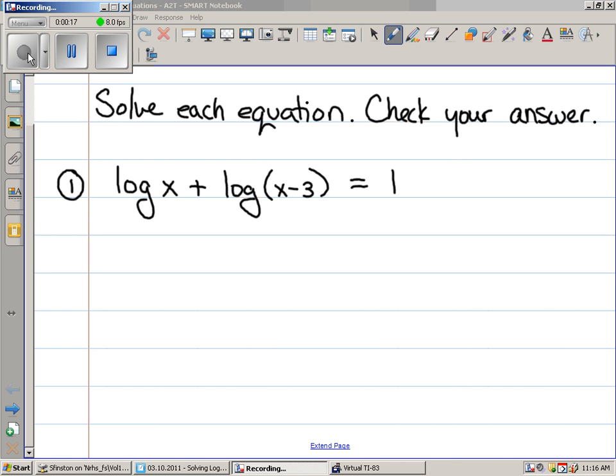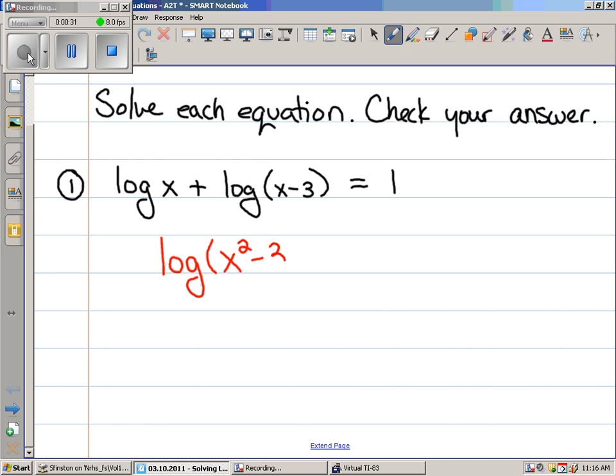If there is addition between 2 logarithms, what kind of operation is taking place with the results? So, and don't mind me if I skip some steps, this is going to be the log of x squared minus 3x equals 1, because I multiplied those. Okay? What do we do from here?